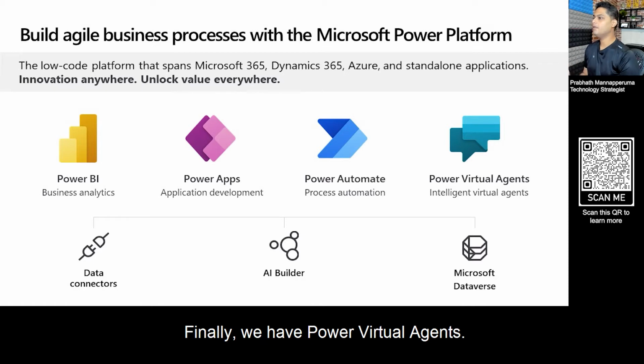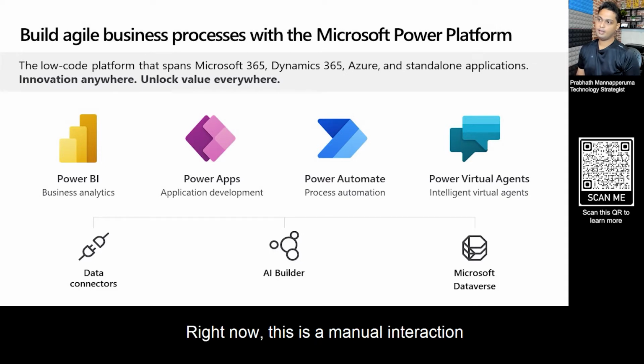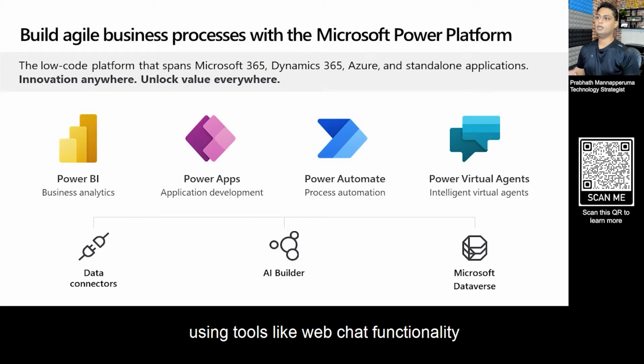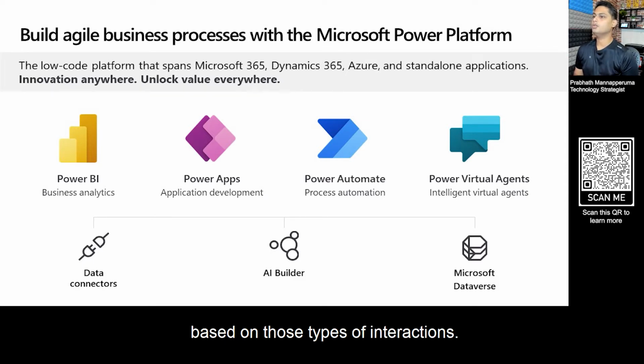Finally, we have Power Virtual Agents. This is an incredible part of the platform, and it's starting to automate interactions that we have that are considered manual. Right now, this is a manual interaction. But when you automate these types of interaction using tools like web chat functionality and natural language query, you're starting to build up even more and more data based on those types of interactions.